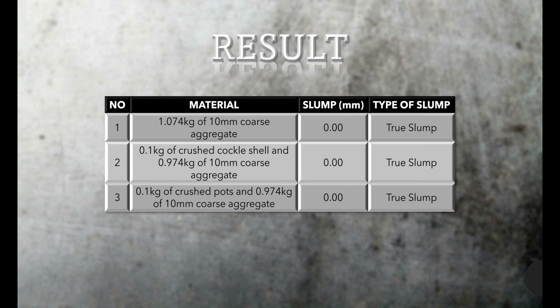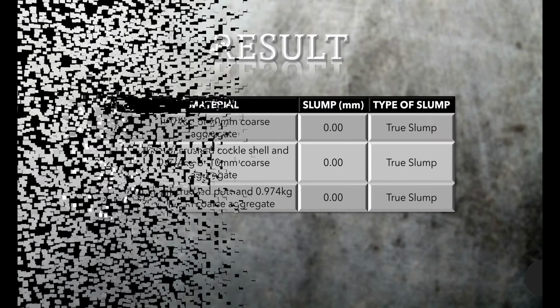For the third case, 0.1 kg of crushed pots is added with 0.974 kg of 10 mm coarse aggregate, and the type of slump obtained is true slump and the slump is 0 mm. For the fourth case and the fifth case, the same mixes are used, and the type of slump obtained is true slump and the slump is 0 mm.